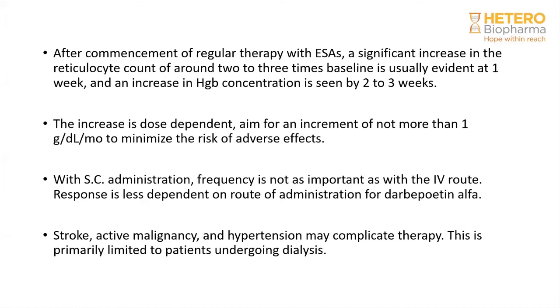The increase is dose dependent. The higher the dose you go, the higher the hemoglobin gets. But you don't want a rise of more than 1 gram per deciliter per month. This is mainly to prevent adverse events, especially hypertension, stroke, and vascular thrombosis. So make sure that your hemoglobin rise is not more than 1 gram per deciliter per month.